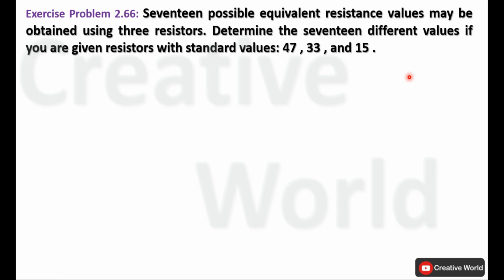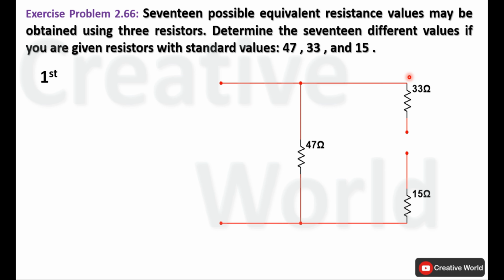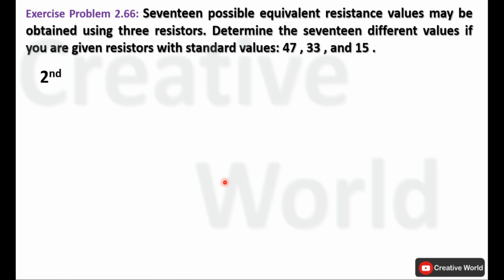We will start from the first configuration. The circuit diagram of the first configuration is provided here. In this circuit, we will calculate R equivalent between these 2 points labeled as A and B. The equivalent resistance of this circuit will be only 47 ohm because this connection is open, so these both resistances will not contribute in the equivalent resistance of RAB. Move to the next configuration.